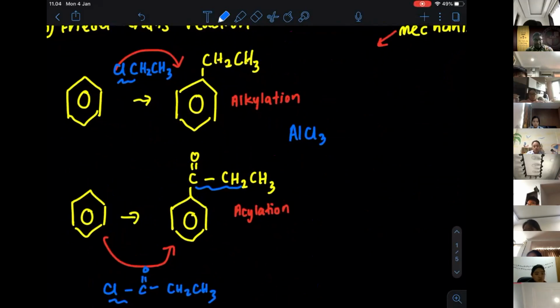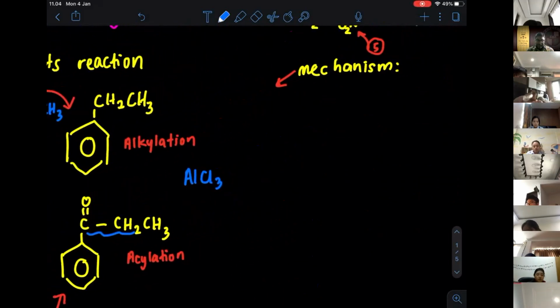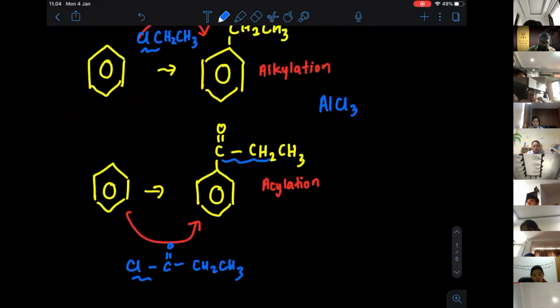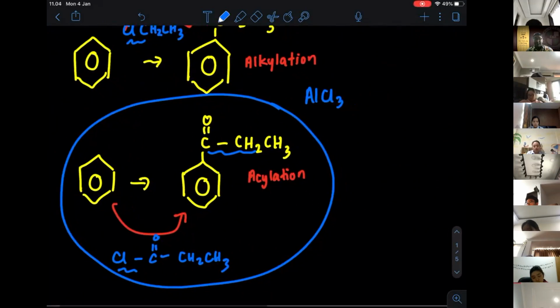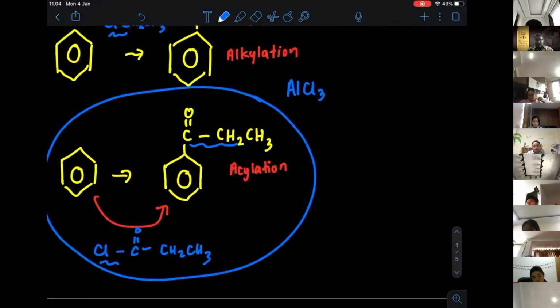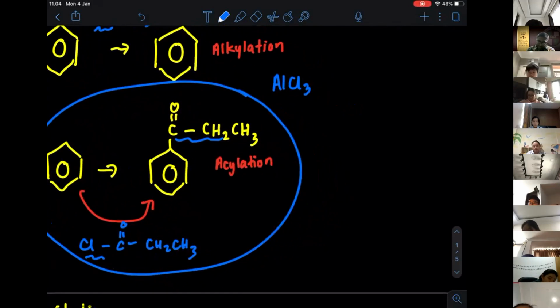Okay, so if I put it down here, maybe I try to draw the mechanism for this. For example, if I'm using AlCl3, they are going to react with this acyl chloride. We call it acyl chloride. So C double bond O, CH2, CH3, and then this one will be Cl.